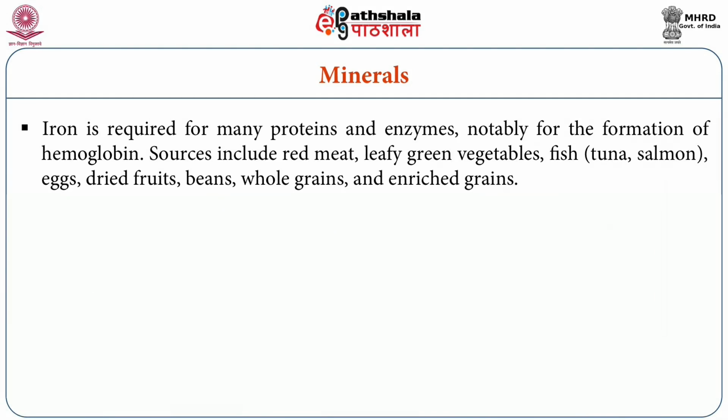Then coming to the next one, that is iron, which is required again for different kinds of proteins and enzymatic activity and for formation of hemoglobin, etc. You have different kinds of sources like red meat, leafy vegetables, eggs, fish, dried fruits, beans, etc., which are all rich in iron.